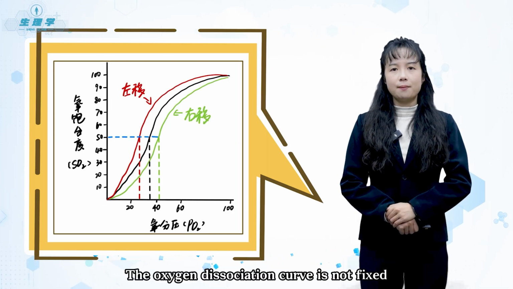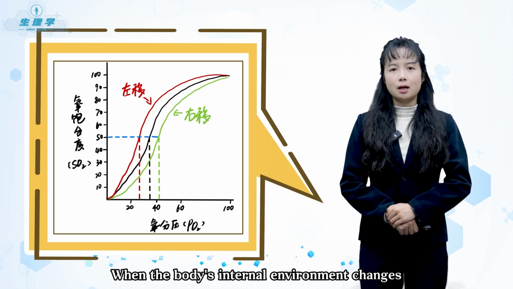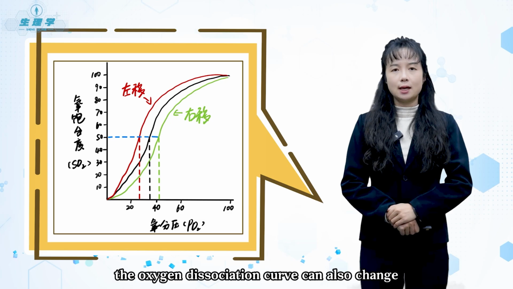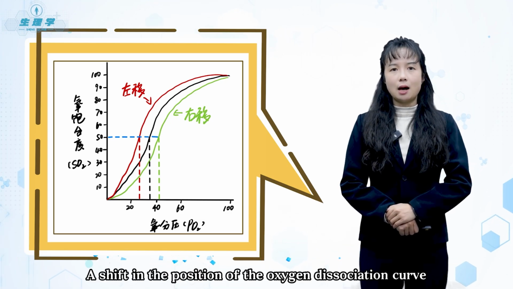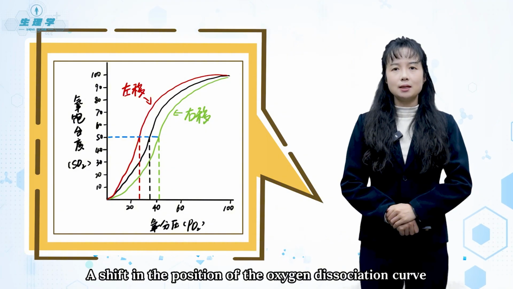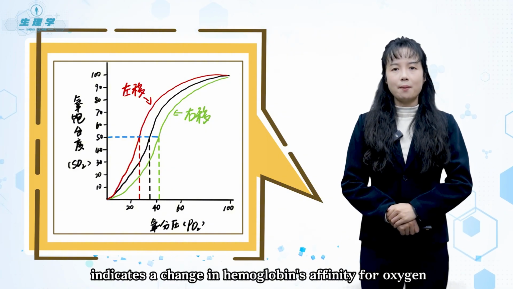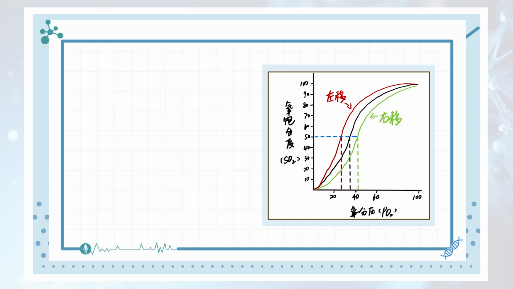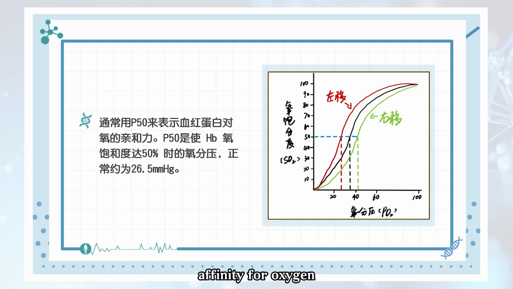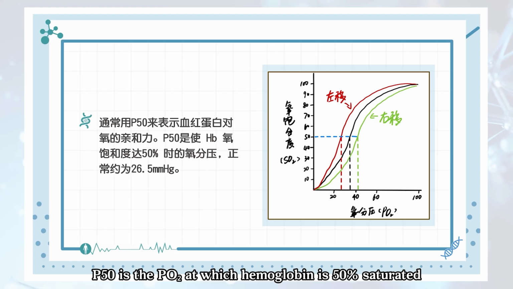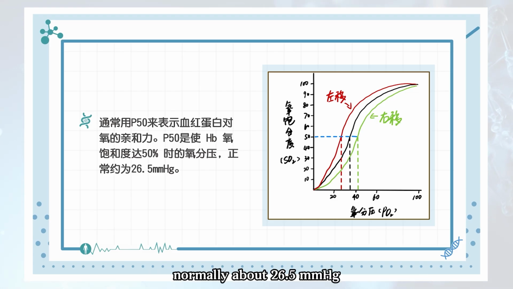The oxygen dissociation curve is not fixed. When the body's internal environment changes, the oxygen dissociation curve can also change, for example, shifting left or right. A shift in the position of the curve indicates a change in hemoglobin's affinity for oxygen. P50 is commonly used to represent hemoglobin's affinity for oxygen. P50 is the PO2 at which hemoglobin is 50% saturated, normally about 26.5 millimeters of mercury.